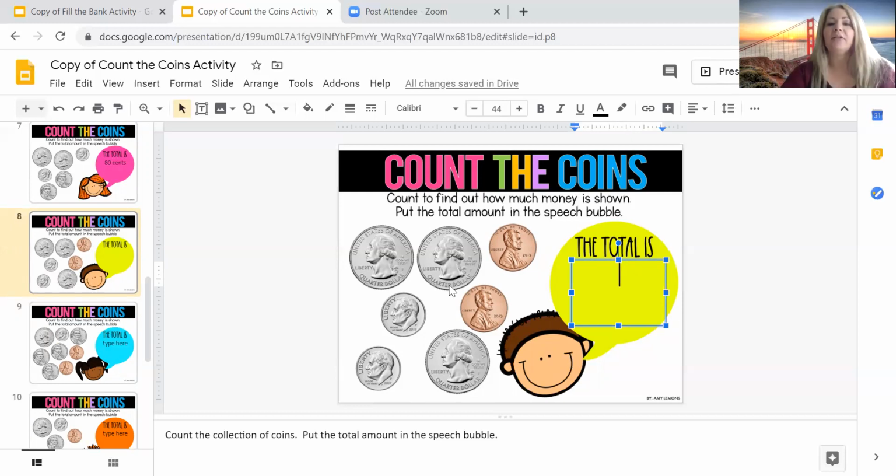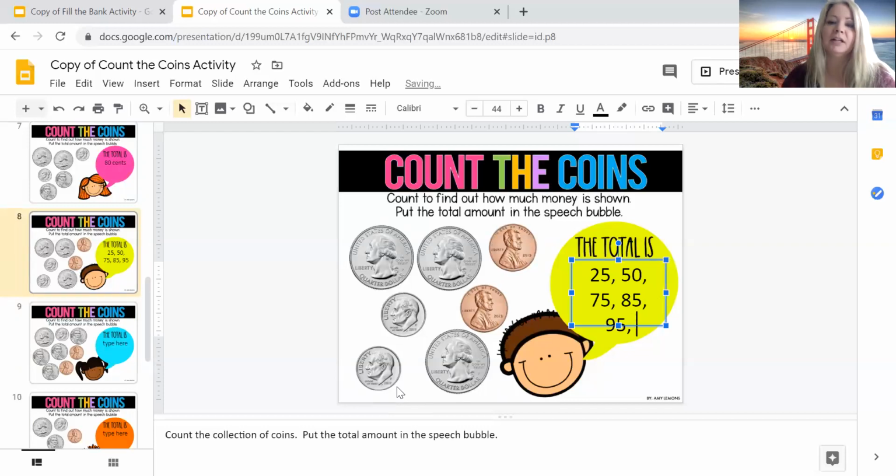All right. So let's do the counting together. So we had 3 quarters. So you should have counted 25, 50, 75 for those 3 quarters. 25, 50, 75. Those are done. Now we have 2 of these, which are dimes. They're worth how much? 10. So what's 10 more than 75? 85, that's right. And another one, 95.